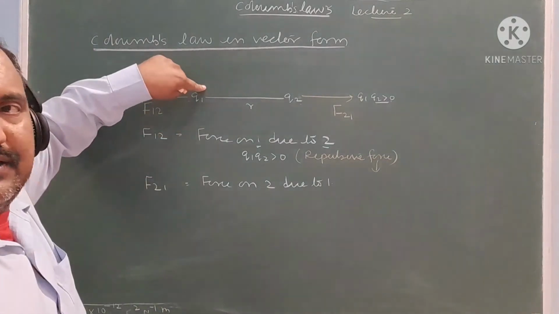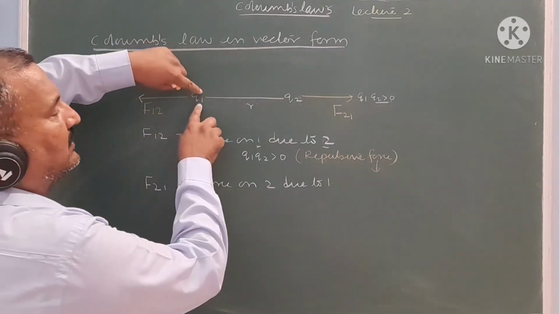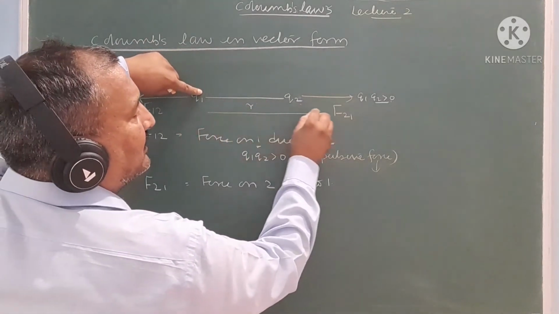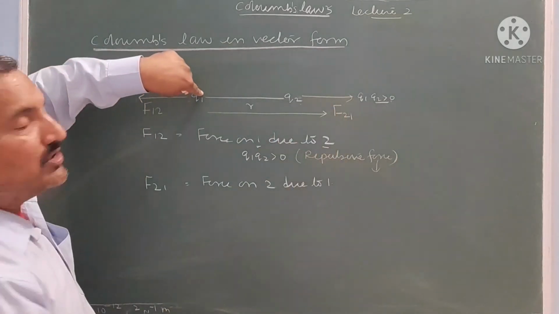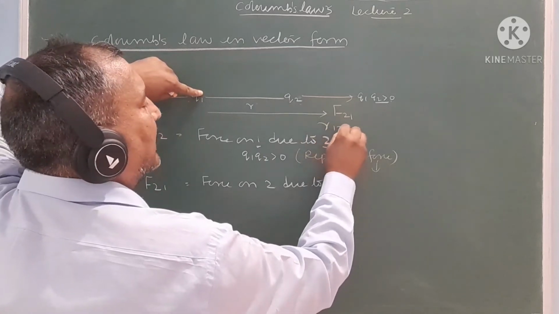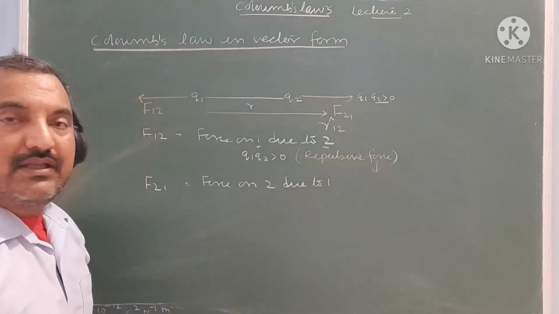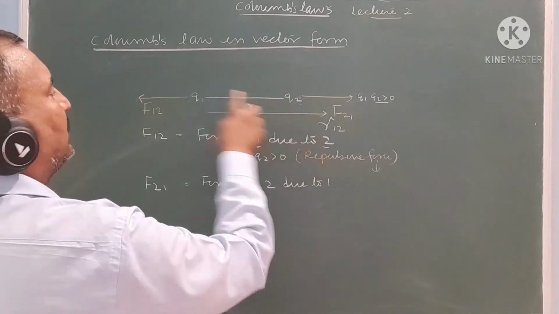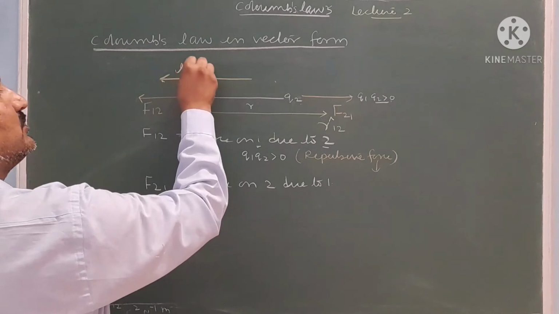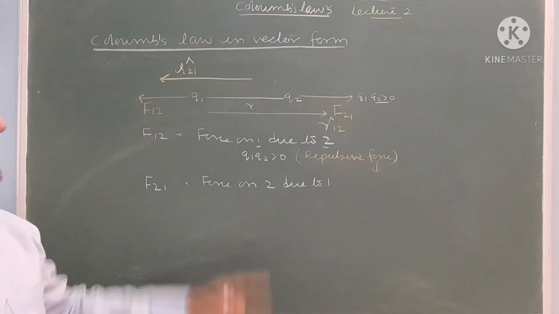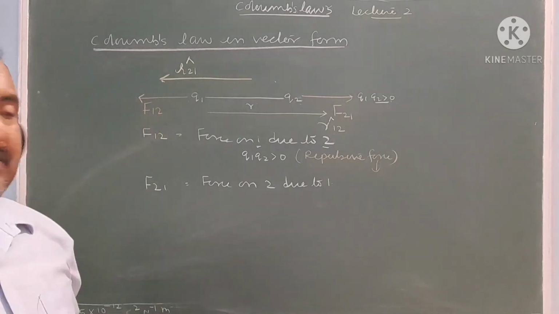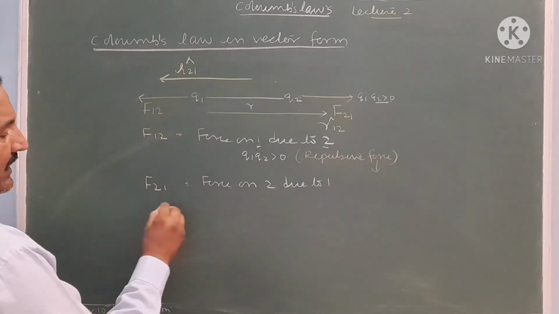If suppose you are here, force on 1 due to 2, then what will be the direction of the force? We will measure from here. This is a unit vector, so what will you write? R12 cap. This will be the direction of that force. And its direction, we can write R21 cap. This will be the direction of this force and this is the magnitude. So in the first case, what can we write?